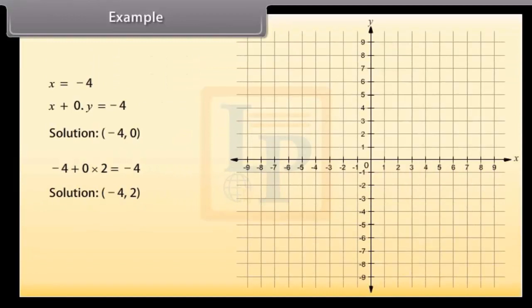So the equation reduces to x = -4. So we get the first solution of the equation, that is (-4, 0). Since the value of x will always be -4, the other solution of the equation is (-4, 2). Now mark these points on the graph. This is (-4, 0) and this is (-4, 2). Join these points. We can see that the graph AB is a line parallel to the y-axis and at a distance of 4 units to the left of it.